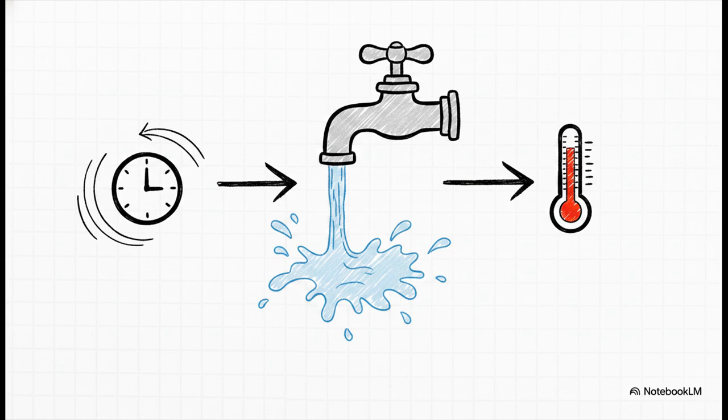For instance, the temperature of the water depends on how long the water has been running. We all know this from turning on the shower in the morning, right? The temperature, our output, is directly tied to the time elapsed, our input. So yes, that is a perfectly valid function described entirely in plain English.